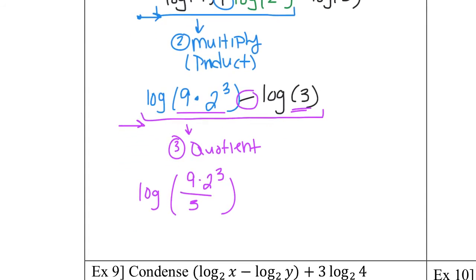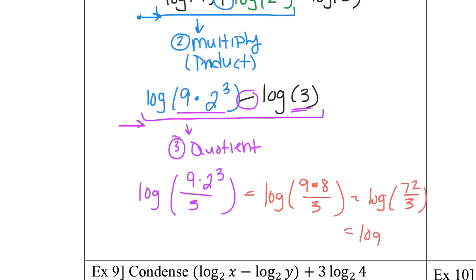Now, because these are all numbers, I can actually simplify this a little bit further. If these were all variables, this would be as far as you could go. But they're numbers, so I'm going to keep going. I see that I have 2 to the third. Well, 2 to the third is 8 over 3. Then I have 9 times 8, which is 72. And 72 over 3 makes 24. So my final answer would be log of 24.